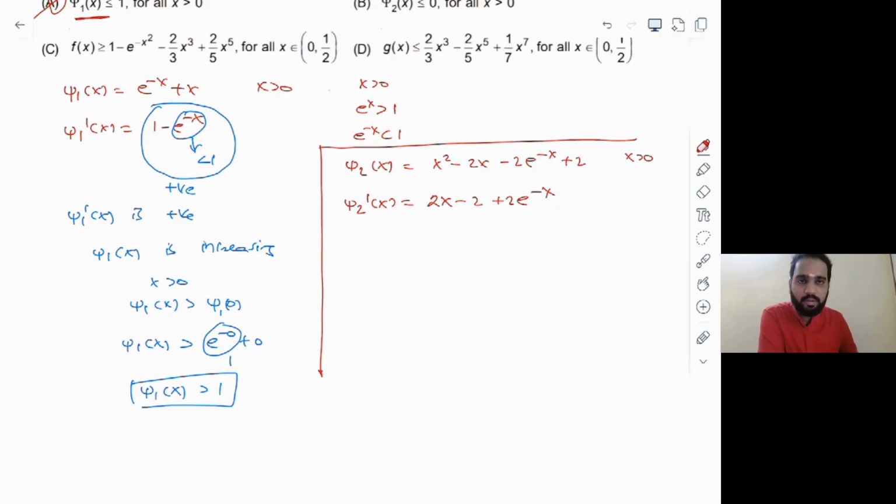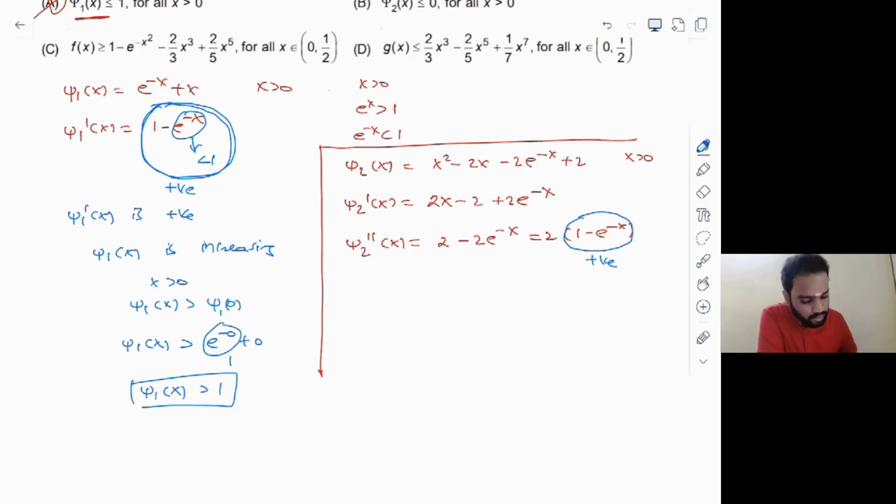But just by looking at this, we will not be able to tell whether it is a positive or negative value. That is why I'm going to double differentiate this function. So psi2 double dash of x is equal to 2 minus 2 into e power minus x. Now look at the advantage here. It is 2 into 1 minus e power minus x. If you observe carefully, in the previous step we have already concluded that 1 minus e power minus x is less than 1, but moreover it is going to be a positive value, right? Because the e power minus x value when x is greater than 0 will be lying between 0 and 1, which makes this always positive.